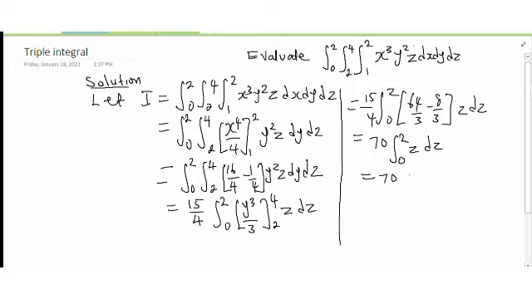You can now integrate with respect to z. So we have 70, z squared over 2. Then we put the values 0 to 2. So we have 70, and if you substitute here, put that bracket, that's going to be 4 over 2, which is 2, minus 0. So this gives us 140. If you use your calculator, you are going to get 140. So 140 is the value of the definite integral.